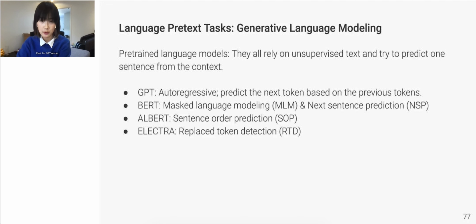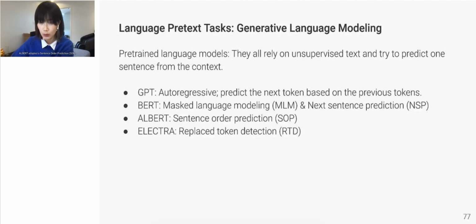First is the GPT model. The GPT model is quite simple. It's only doing next token prediction in an autoregressive fashion. Differently, BERT, as a bidirectional transformer model, has pretext tasks of masked language modeling, MLM, and next sentence prediction, NSP. NSP is to train a binary classifier for telling whether one sentence is the next sentence of the other.